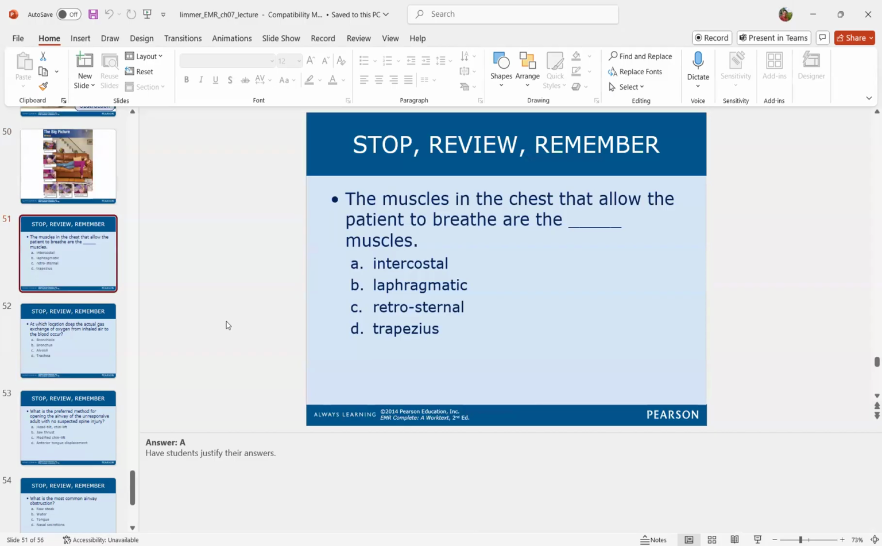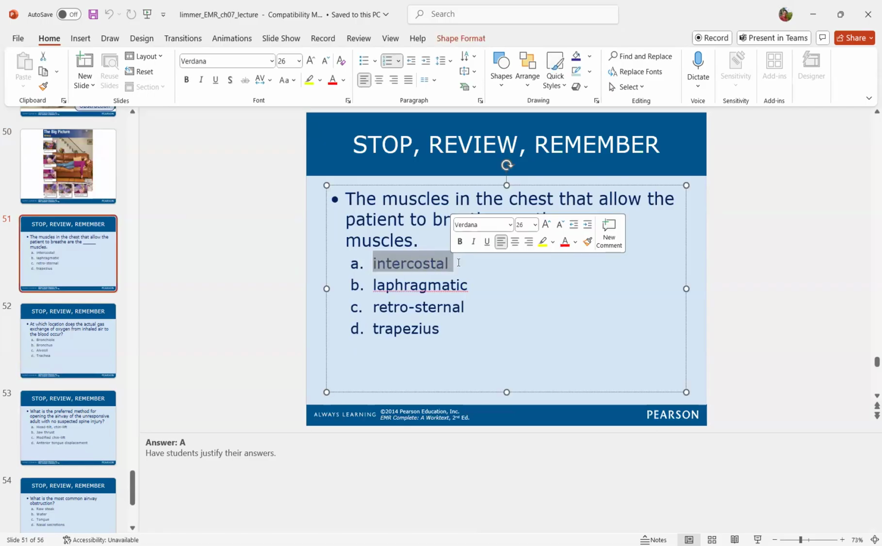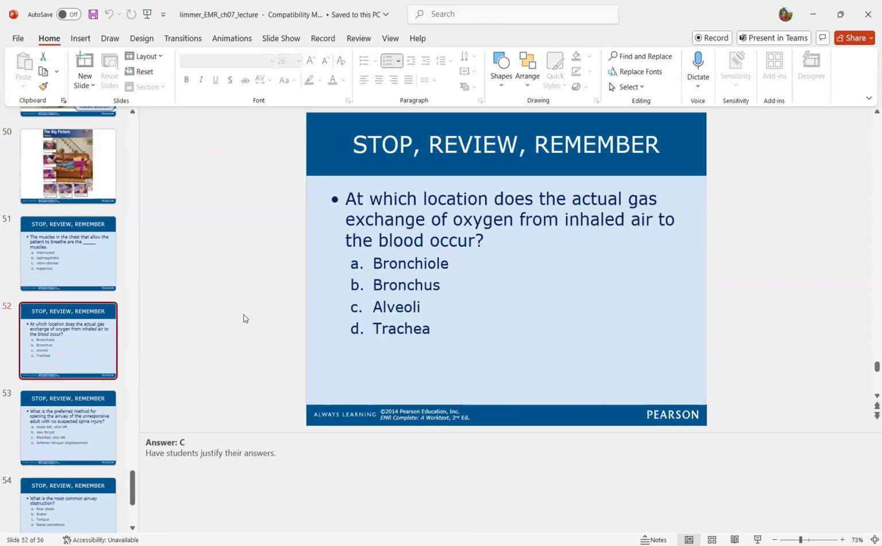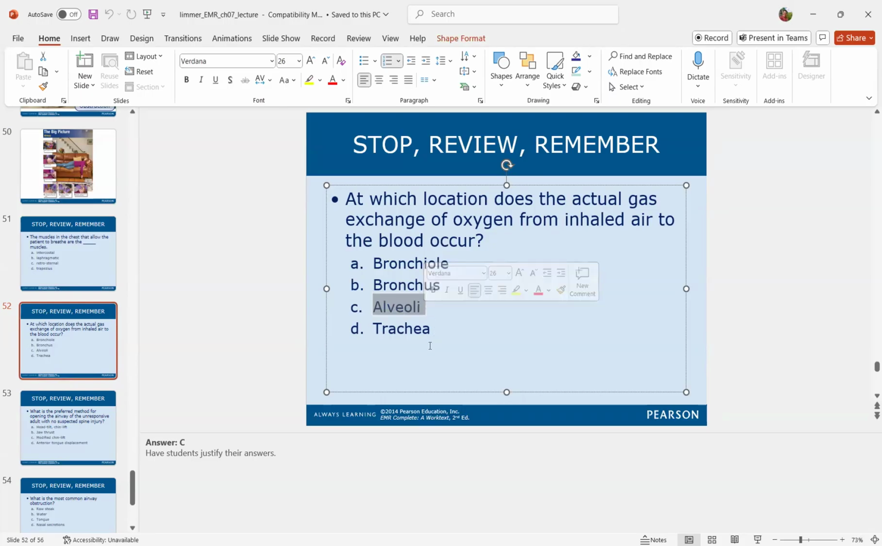So our stop, review, and remember, the muscles in the chest that allow the patient to breathe are what's called our intercostal muscles. At which location does the actual gas exchange of oxygen from inhaled air to the blood occur? This occurs in our alveoli. And those are those little tiny air sacs at the end of our bronchioles.